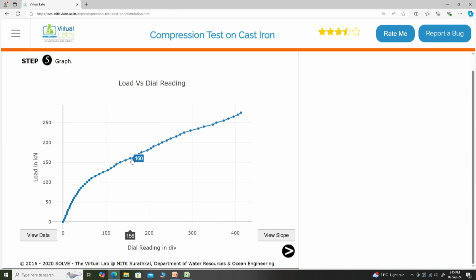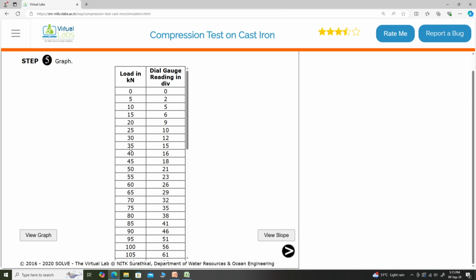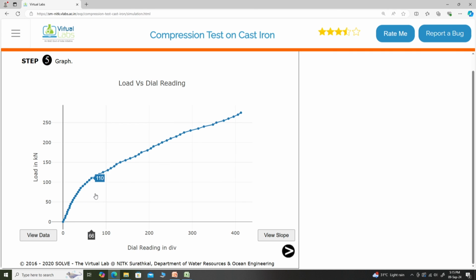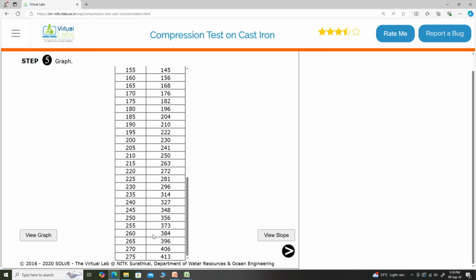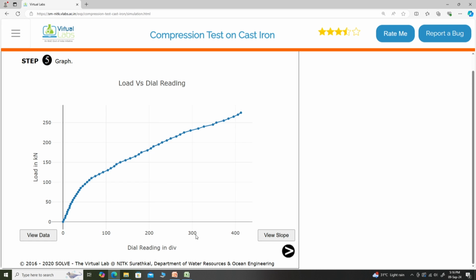This is the load versus dial reading. View the data. You can see at the dial gauge reading 10, the load is 25 kilonewton. Let me confirm this through the graph. At the 10 reading, it is 25, yes. It continues up to more than 400. Again, let me view the data. At around 406, it is 270. This is how it is plotted.